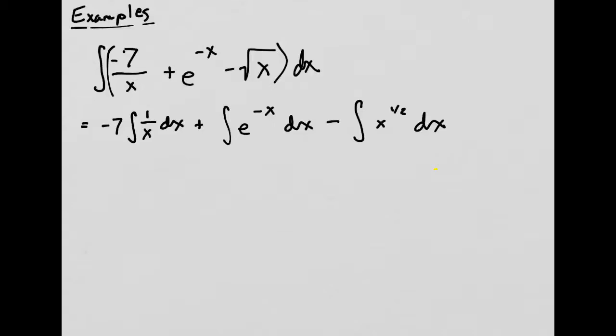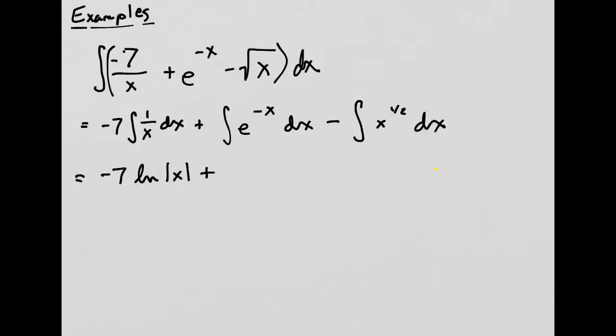Again, in almost every case, you're going to want to rewrite a root or something over an x into a power form for antiderivatives. The only one I don't rewrite is something where the x is just on its own on the bottom. So when we take these antiderivatives, then we're going to have negative 7. And then remember, the antiderivative of 1 over x is natural log of x. And again, I'm going to add the plus c at the very, very end of this.